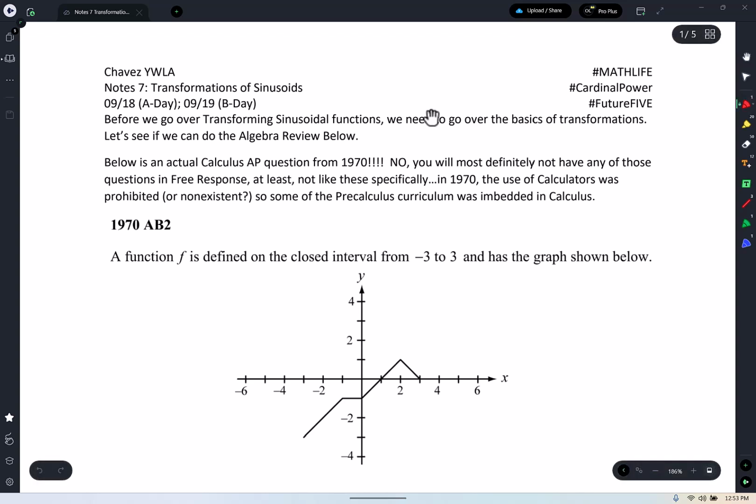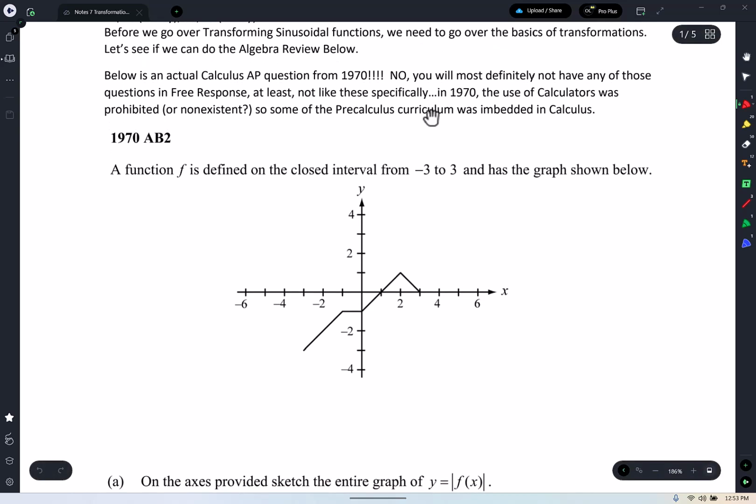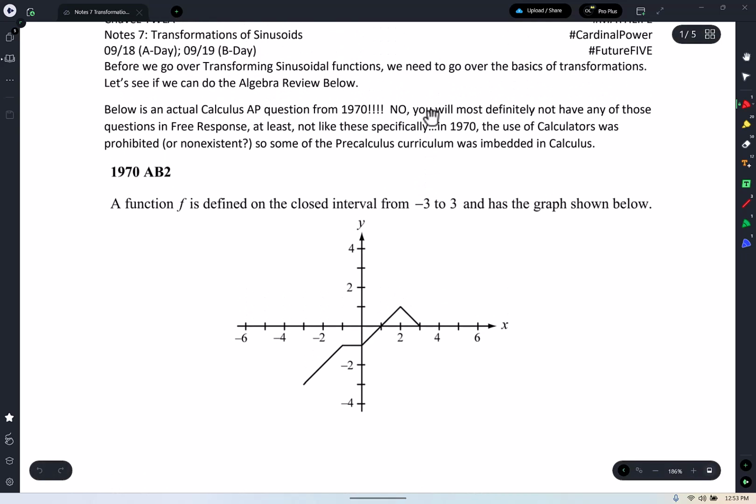The learning objective today is transformations of sinusoids. And I know you're probably looking at the very beginning and you're like, those aren't sinusoids. But it's the properties, and I wanted to make sure that we are pretty good with properties. This question is from the 1970s, so this was an actual calculus exam. So maybe your parents, or maybe they weren't even born yet. Maybe your grandparents took this test here. So let's just get right into it.